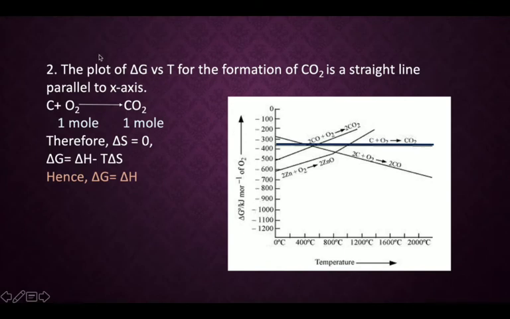Coming on to the second case. Let us consider this equation: C plus O2 gives CO2. Here, oxygen is in the gaseous state, and CO2, that is carbon dioxide, is in the gaseous state. According to the balanced chemical equation, 1 mole of oxygen reacts to give 1 mole of carbon dioxide. So on both sides it is 1 mole and 1 mole. So 1 mole of gaseous reactant reacts to give 1 mole of gaseous product.